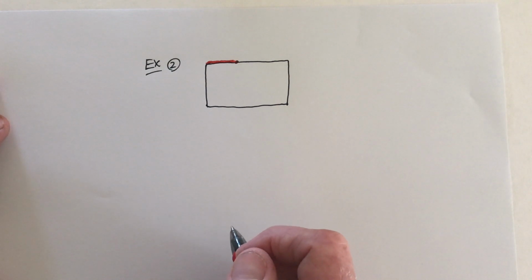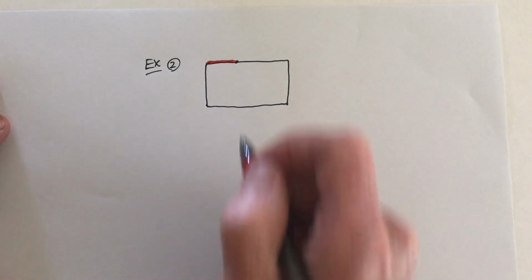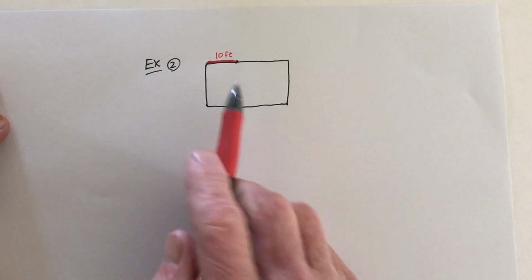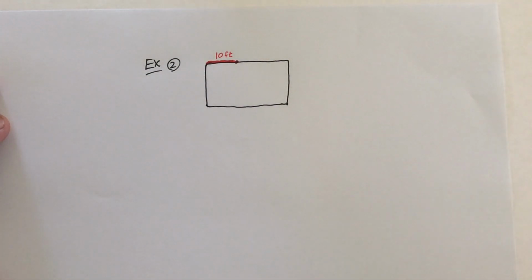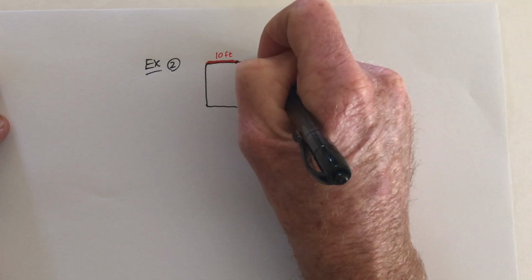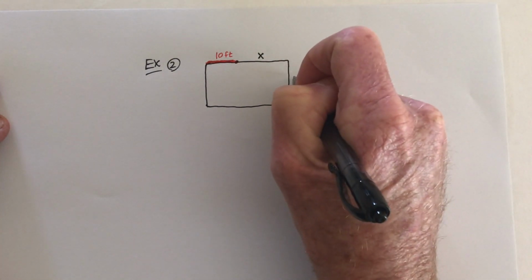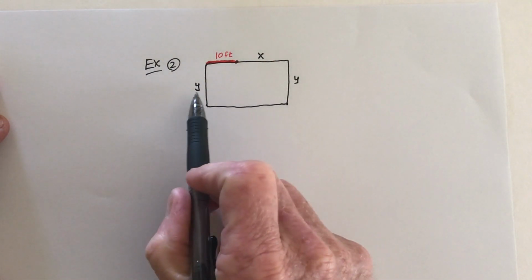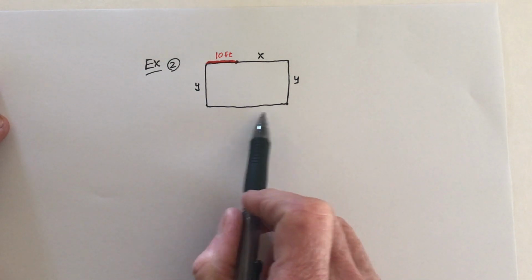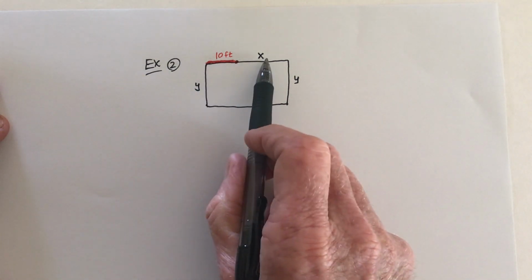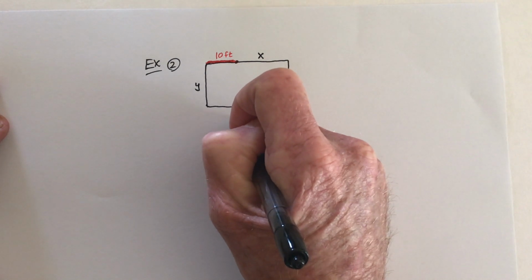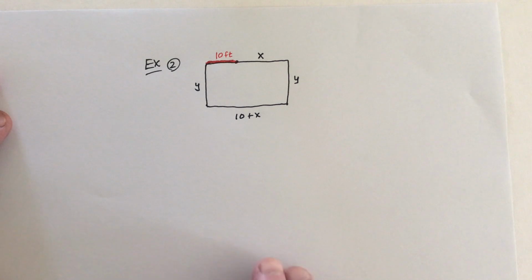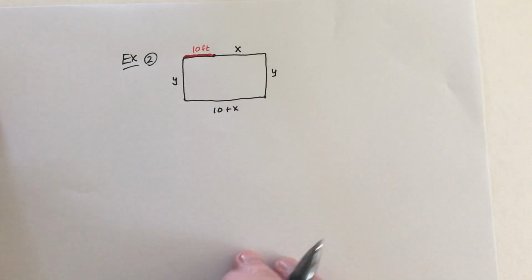Sorry, I'm trying to write and talk at the same time. Anyway, this wall is 10 feet long. So in other words, the farmer doesn't have to build anything right there. But then they do have to build this part, which I'll call X, this part, which I'll call Y, this part, which, because it's a rectangle, these two have to be the same. And then on the bottom, this is a total length of 10 plus X. Okay, that's the first setup.